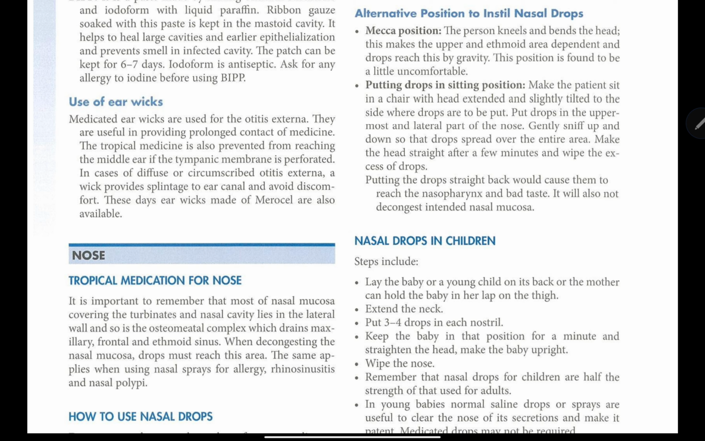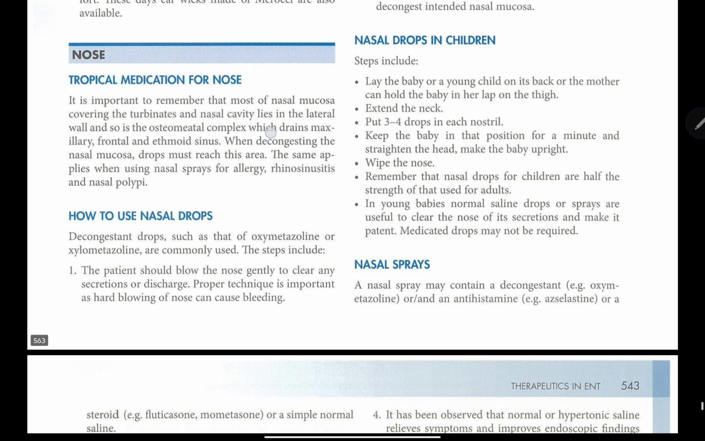Putting drops in the sitting position. Make the patient sit in a chair with the head extended and slightly tilted to the side where drops are to be put. Put drops in the uppermost and lateral part of the nose. Gently sniff up and down so that drops spread over the entire area. Make the head straight after a few minutes and wipe the excess drops. Putting the drops with the head straight back would cause them to reach the nasopharynx with a bad taste. It will also not decongest the intended nasal mucosa.